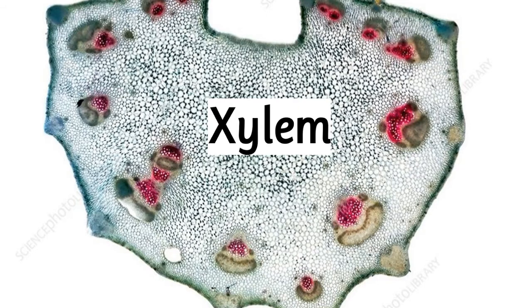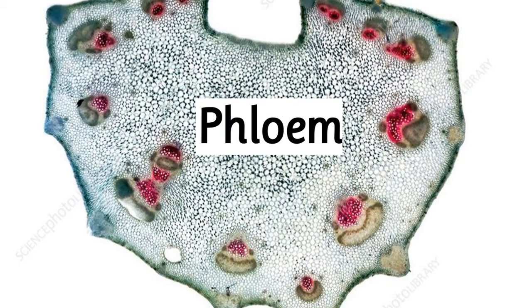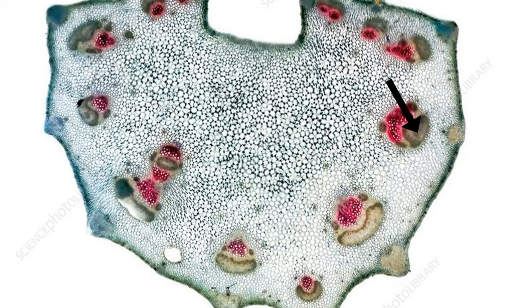Not quite so close. So the xylem is what was stained red. All of these little red spots here are the tubes carrying the water up from the roots. Then the phloem, it's the tubes next to the xylem that are not stained because there was no water moving up through them.